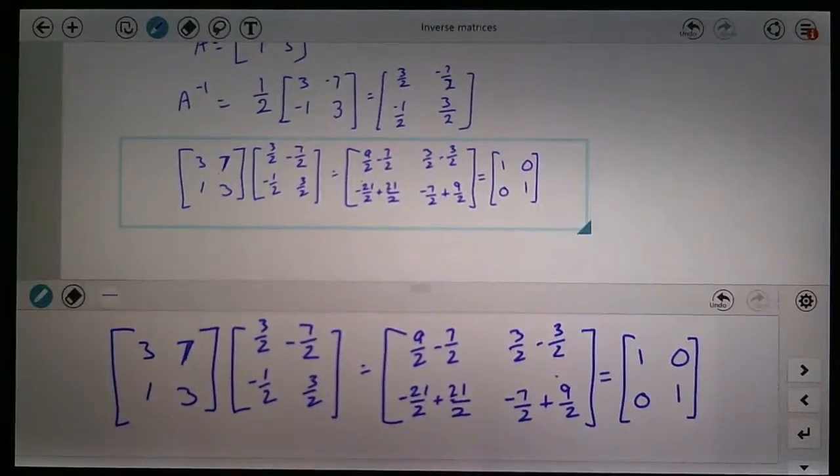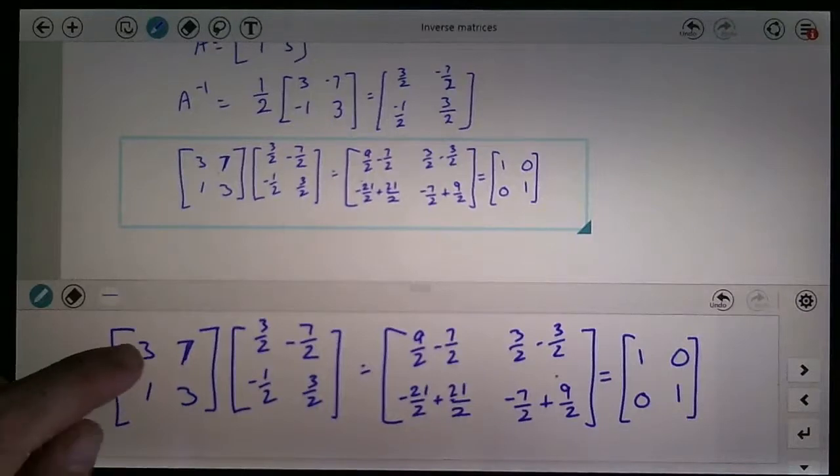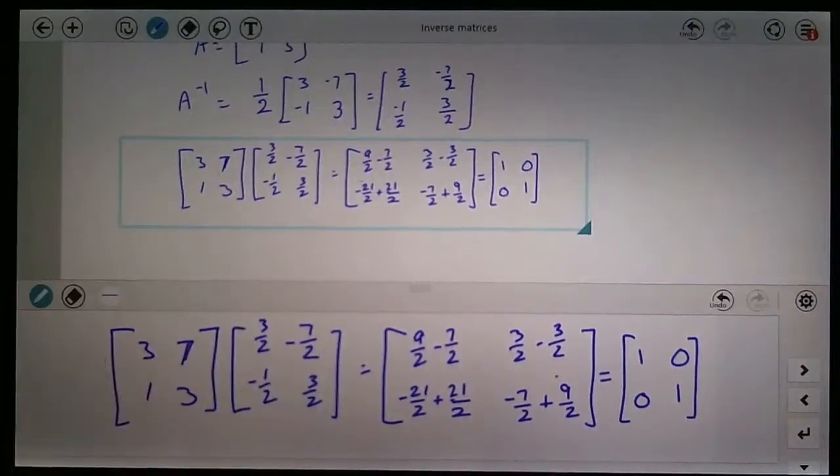Now for bigger matrices, 3x3, 4x4, it's going to be a little more work to come up with the inverse matrices. But for 2x2s, it's pretty simple. Swap the entries on the main diagonal, make the off diagonal negative, and then multiply by 1 over AD minus BC. Okay, so there you go. There's your introduction to inverse matrices.